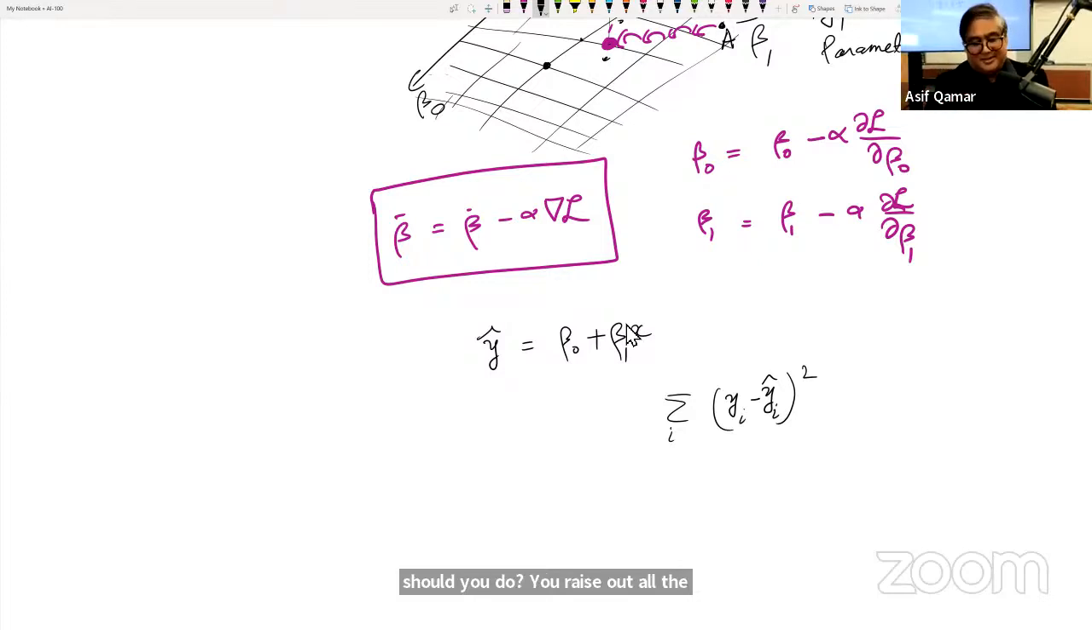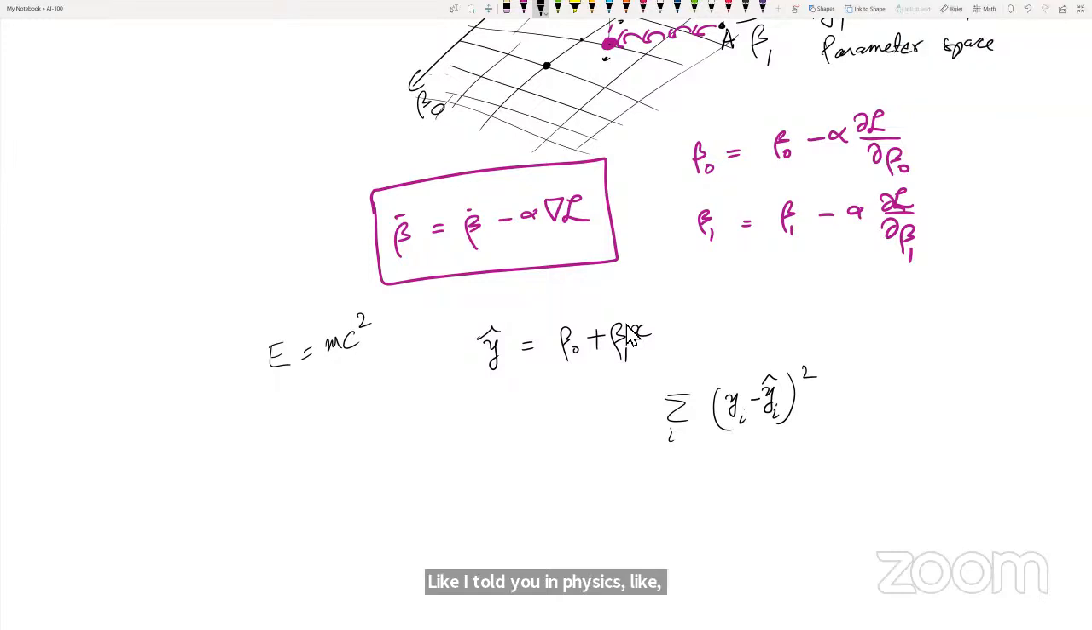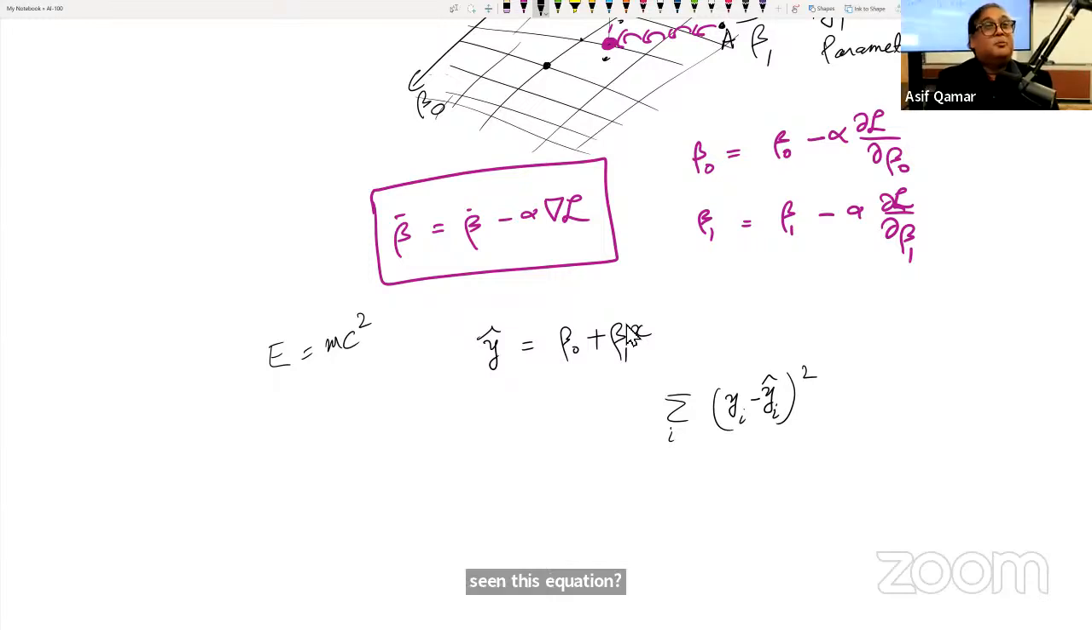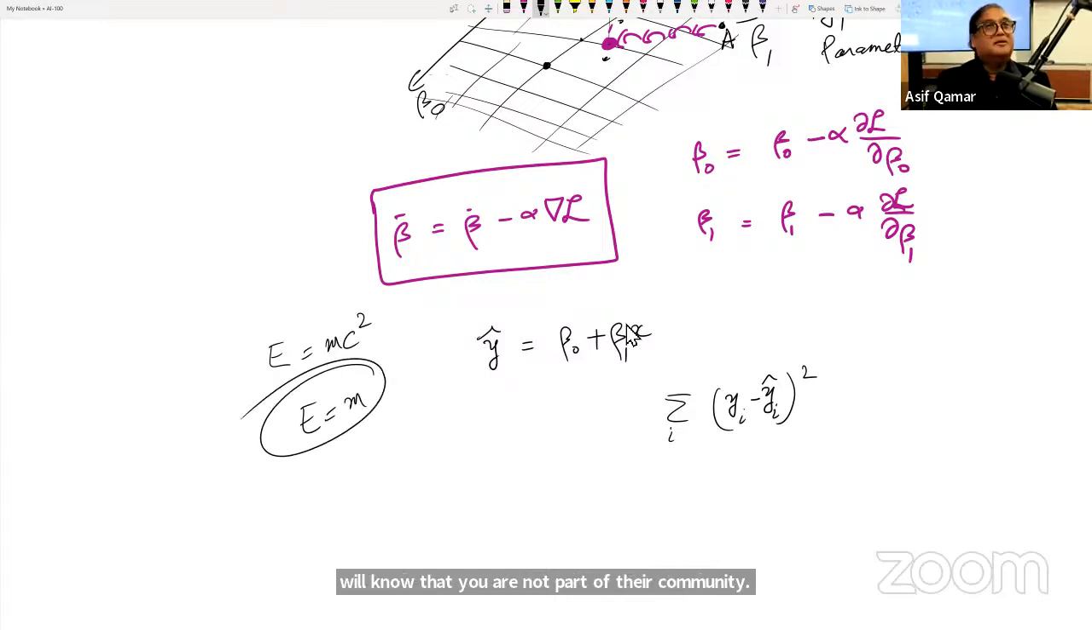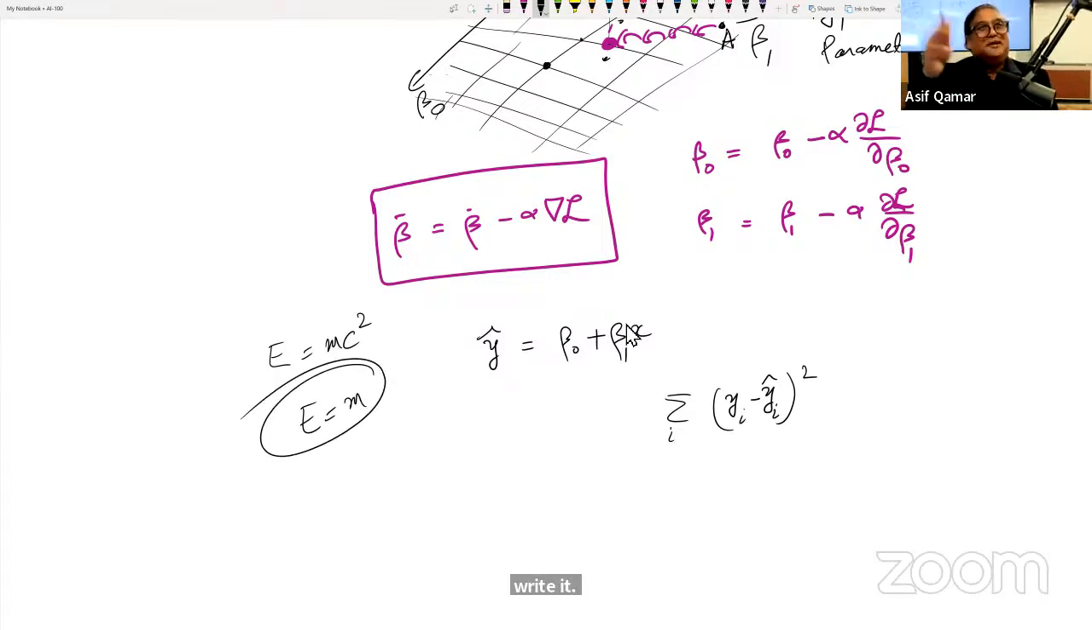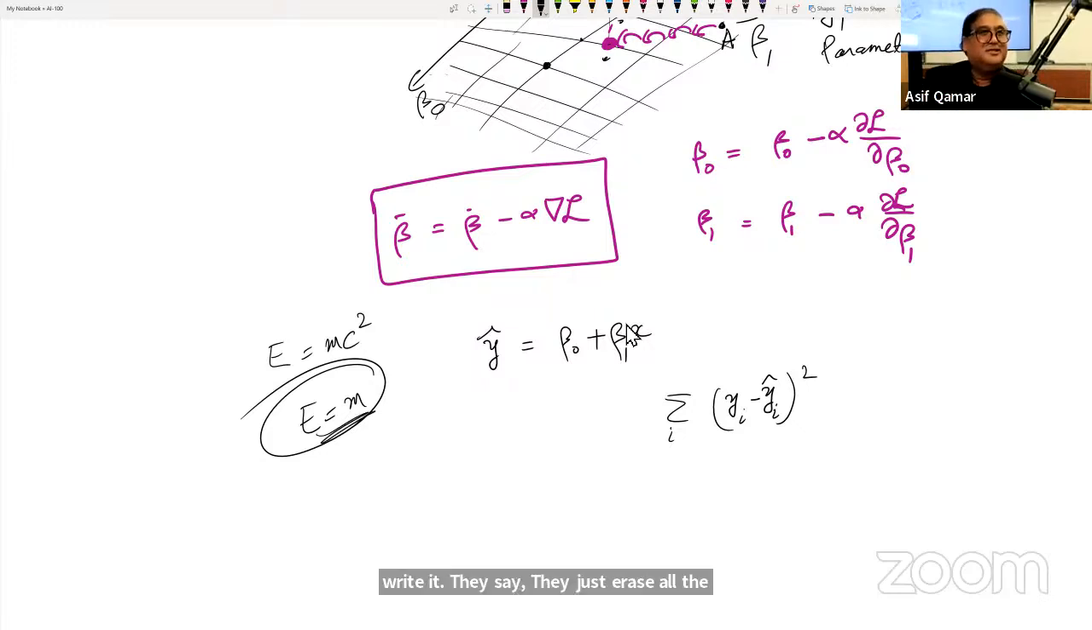Just like I told you in physics, have you seen this equation? Whenever you write this equation, theoretical physicists will know that you're not part of their community, because they wouldn't write it like that. They will just write E is equal to m. They say speed of light is 1. They just erase all the constants. Because if you stare at this equation, it intuitively conveys the gist of it, namely mass and energy are exactly the same thing. Much more directly it conveys without the clutter of c squared there. In the same way, in machine learning, I would advise you that all the superscripts and subscripts, you can, for the time being, just forget about them. Bring them in later, summations and so forth.